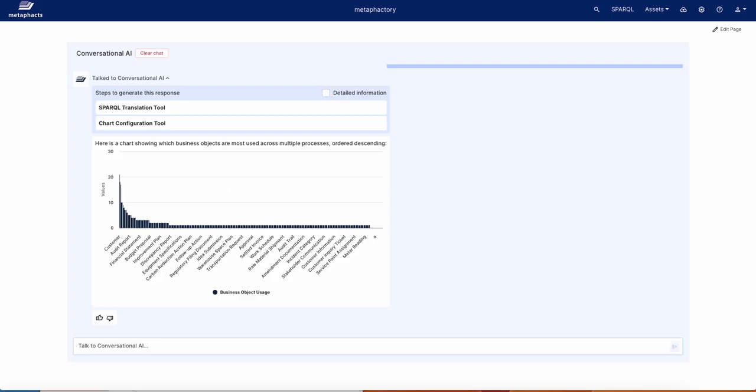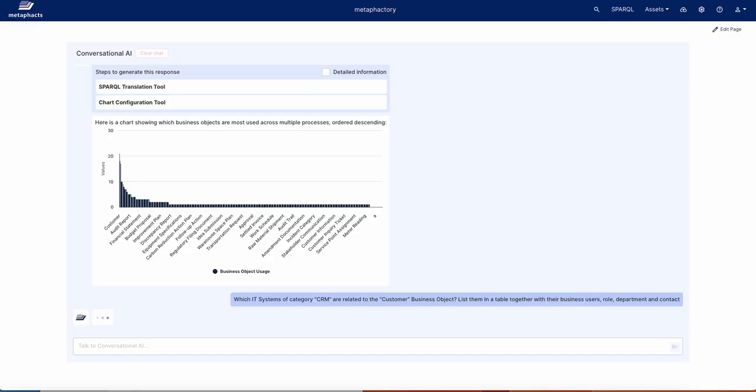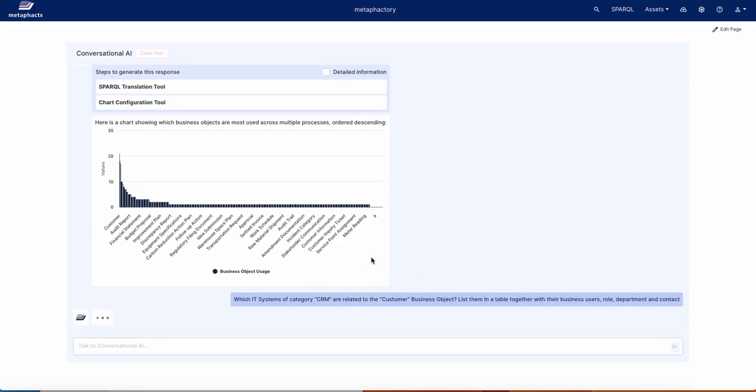So far, so good. Now, continuing on this, as customer was the most central business object within the different processes in the organization, maybe we now want to know which IT systems of the category CRM are related to the customer business object. Just as another explanatory question with a little bit more specific details, we want the results to be listed in a table, and we want to see for those apps of category CRM related to customer, who are the business users, what are their roles, department, and contact.